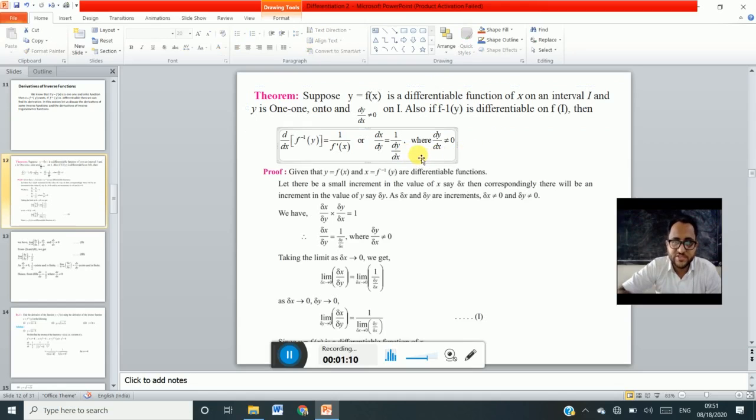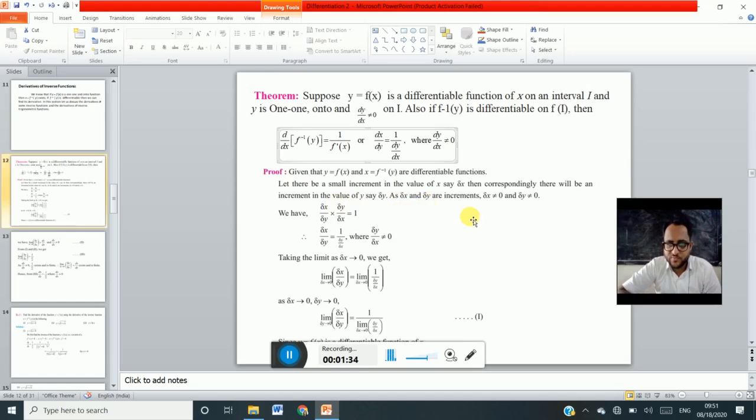So this is actually the statement of this theorem of derivative of inverse function, that is dx by dy equals 1 upon dy by dx. But the condition is here that dy by dx is not equal to 0, because that is in the denominator of the function, and we know that if the denominator is 0, then the function is not defined, right?